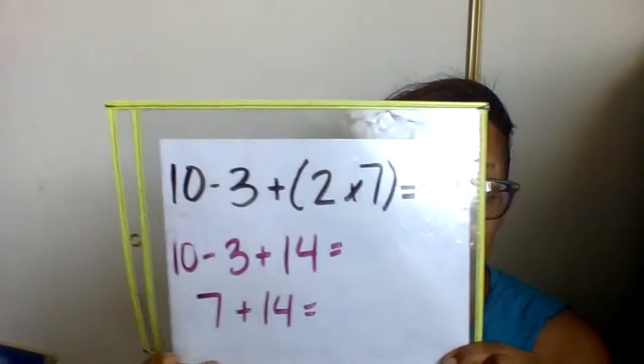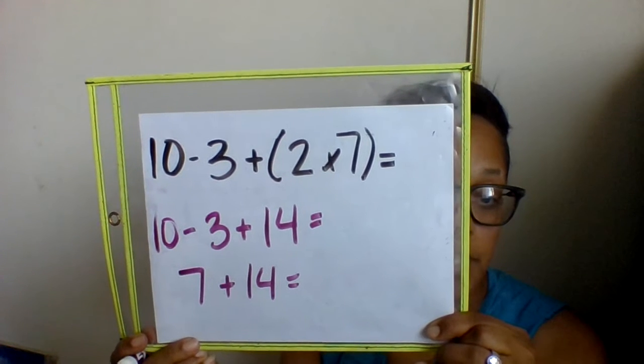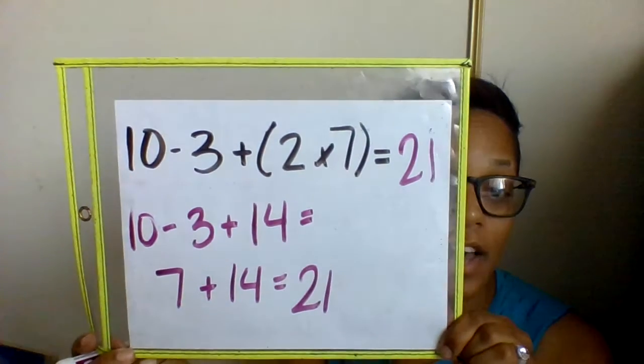Now let's solve as usual. Let's start with 10 minus 3. What is 10 minus 3? Did you say 7? If you did, great job. So I've written 7 plus 14. Now what is 7 plus 14? Did you say 21? If you did, great job. You have just solved another problem with parentheses.